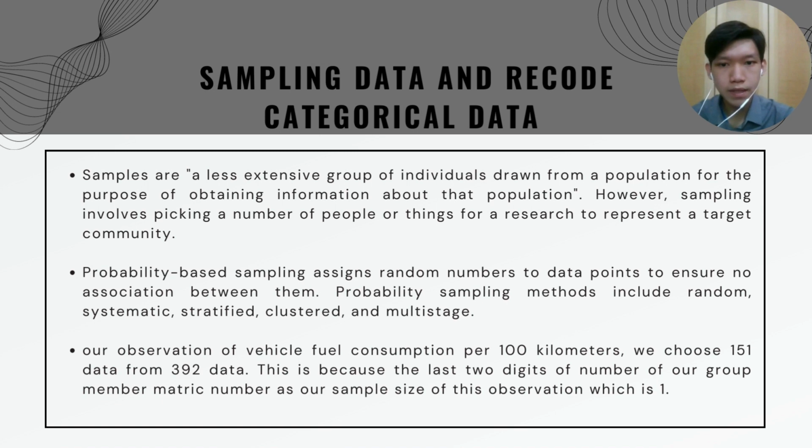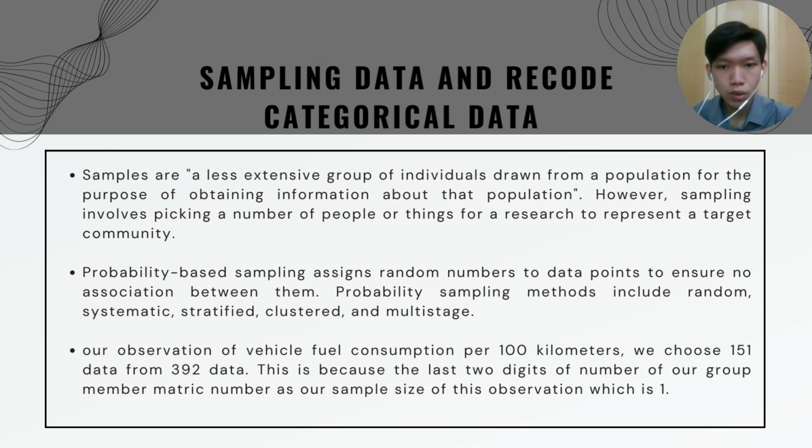Today, I will present sampling data and recorded categorical data. A sample is a less extensive group of individuals drawn from a population for the purpose of obtaining information about that population. Sampling involves picking a number of people or things for research to represent a target community. Probability-based sampling assigns random numbers to data points to ensure no association between them. Probability sampling methods include random, systematic, stratified, clustered, and multi-stage.